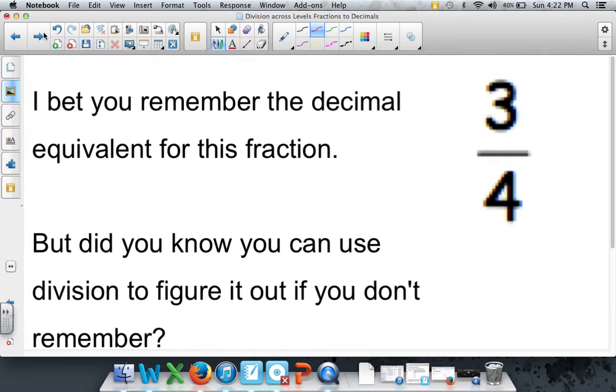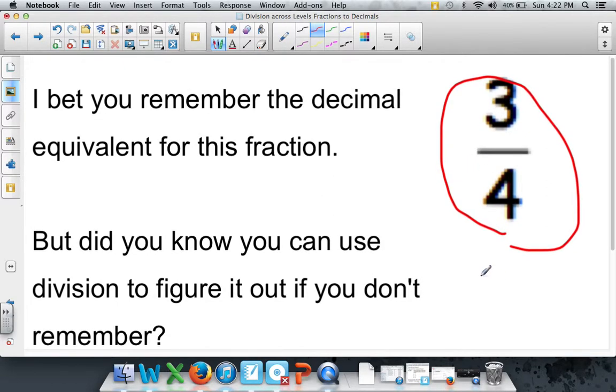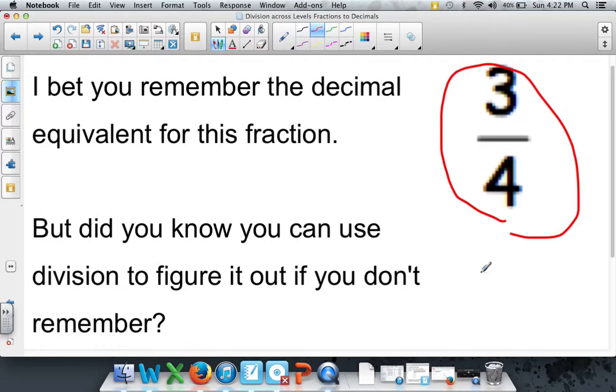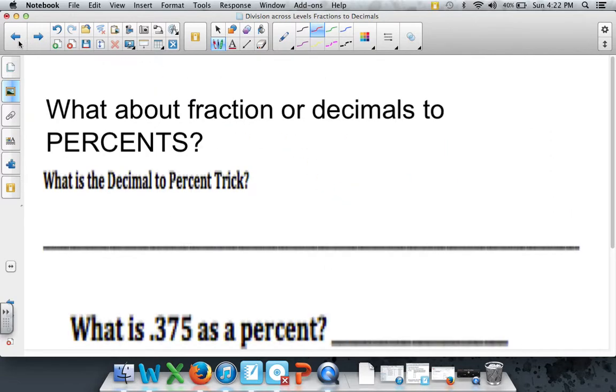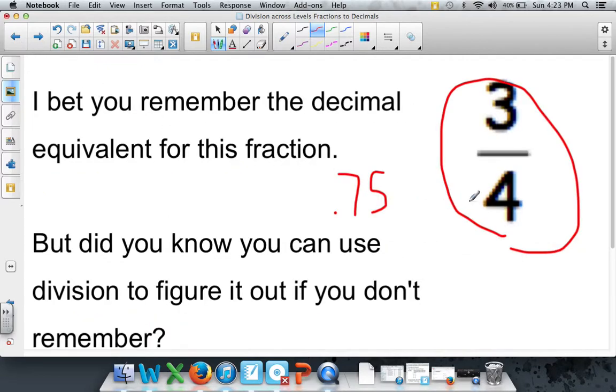The reason I'm showing you this if you're in 5th grade is because it has to do with our fraction problems. I bet you remember what 3/4 is as a fraction. As a decimal, well, I'll tell you, 3/4 is 0.75 as a decimal. But did you know that you can figure that out even if you didn't have it memorized? It's true. Let me make a little space and I'll prove it to you.